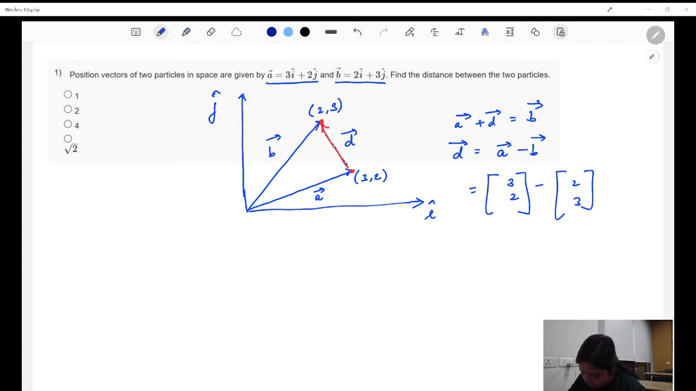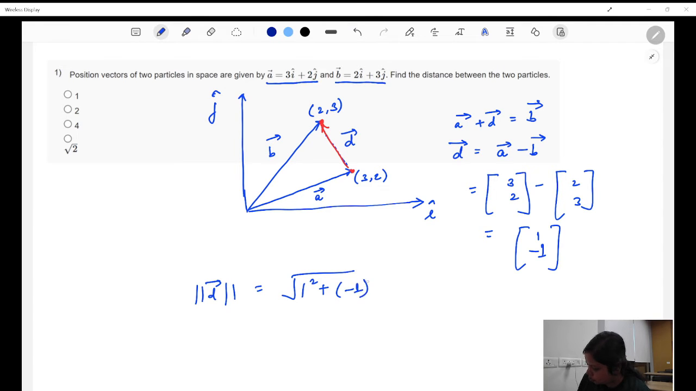If you find this, you'll get them to be equal to 1 and minus 1. Since we want to find out what is the distance, we'll take the magnitude of the vector and it is going to be 1 square plus minus 1 square, which is equal to root 2. So root 2 is your answer. I hope it is clear. Please brush up your skills because we'll need them very much when we proceed forward. Okay.